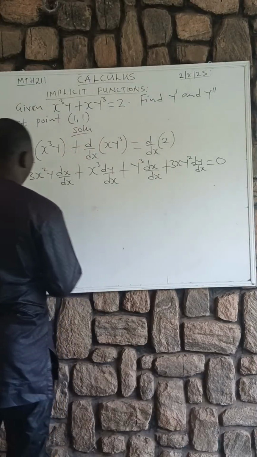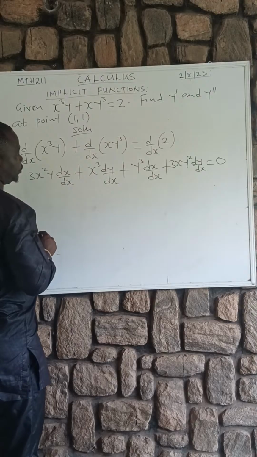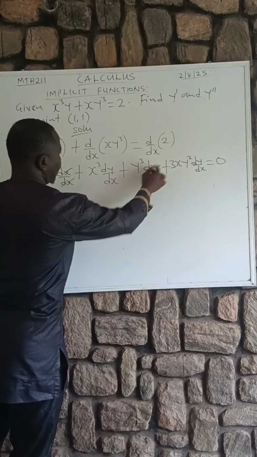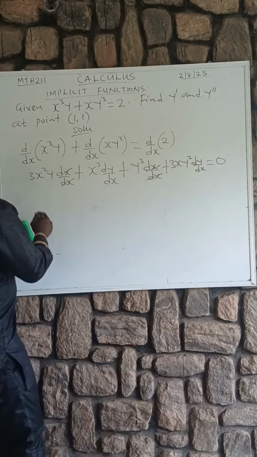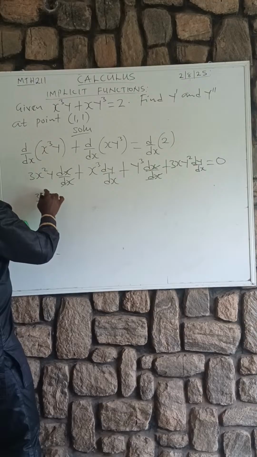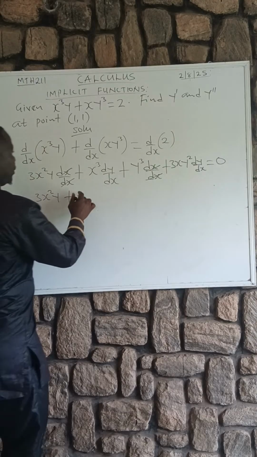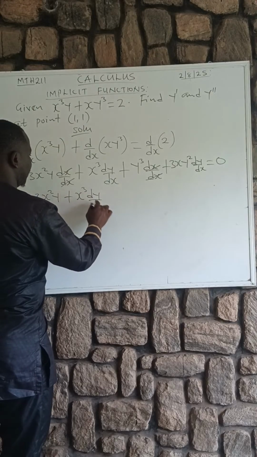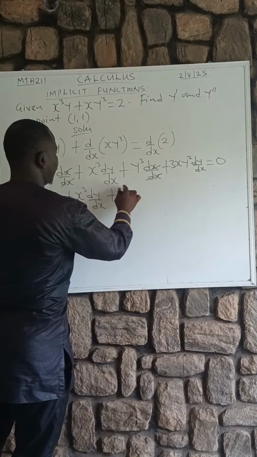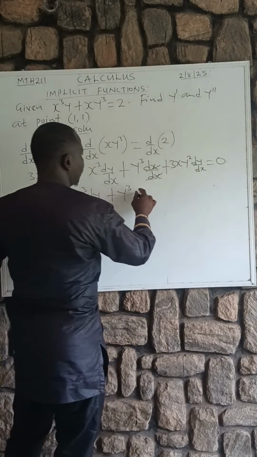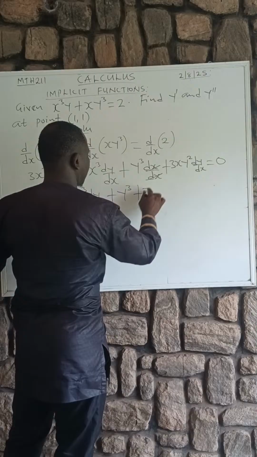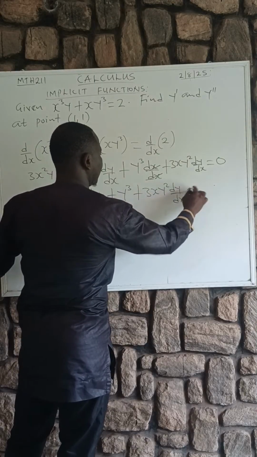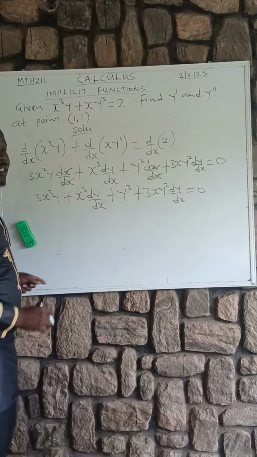So let us, this and this will cancel, 2 of us. This and this will cancel, 2 of us. So here will now be 3x y plus x cubed dy all over the x plus y cubed, then plus 3x y squared dy all over the x. Amen. So at this point, what are we going to do?